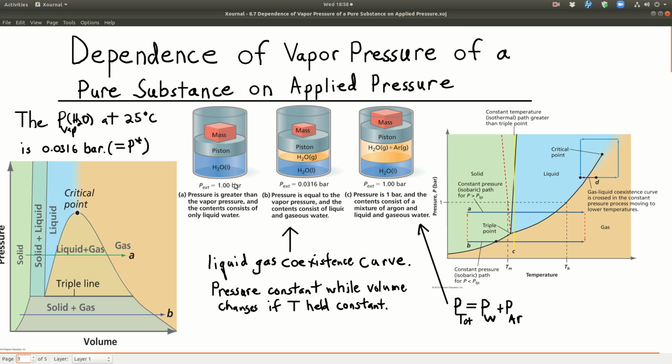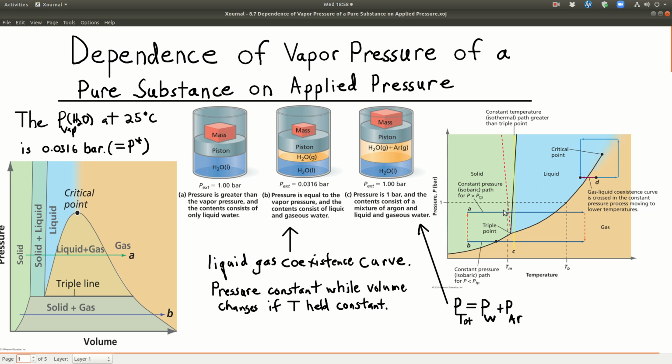We'll start out with water at 25 Celsius, and it ends up that the vapor pressure of water at 25 Celsius is 0.0316 bars. We'll call that P star, because we have a lot of pressures floating around in this section. If we put a mass, so we have our typical frictionless cylinder with a massless piston where we put a mass on it, and we put enough mass on to apply 1 bar of pressure. The water will all be in the liquid phase, there will be no gas.